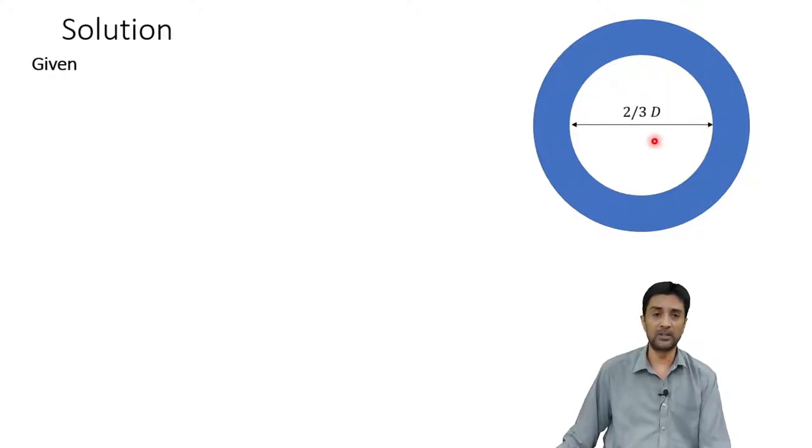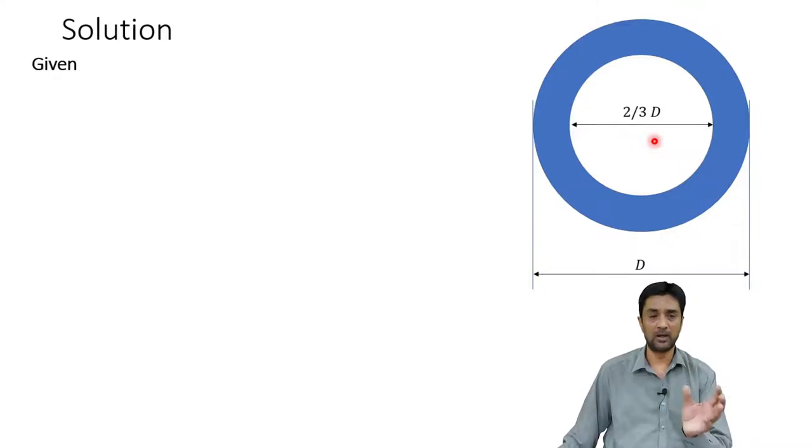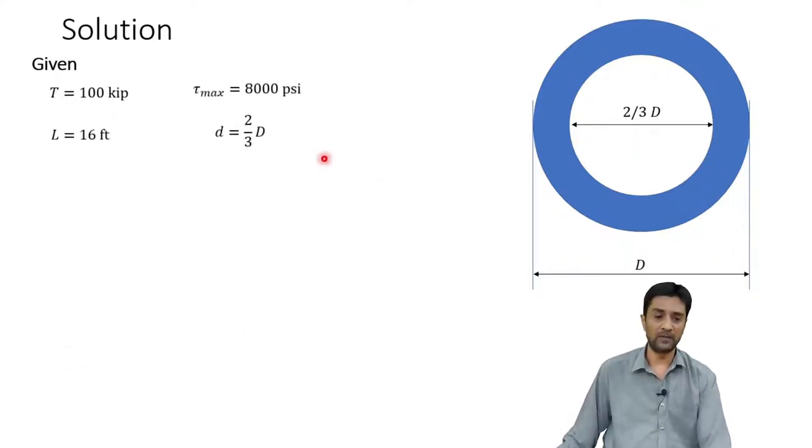So the inside diameter is 2/3 of the outside diameter, and the outside diameter is D. So that is the information given about the shaft being hollow or solid. So the shaft is hollow and the inside diameter is 2/3 of the outside diameter. And we have been given the torque as 100 kip-ft.